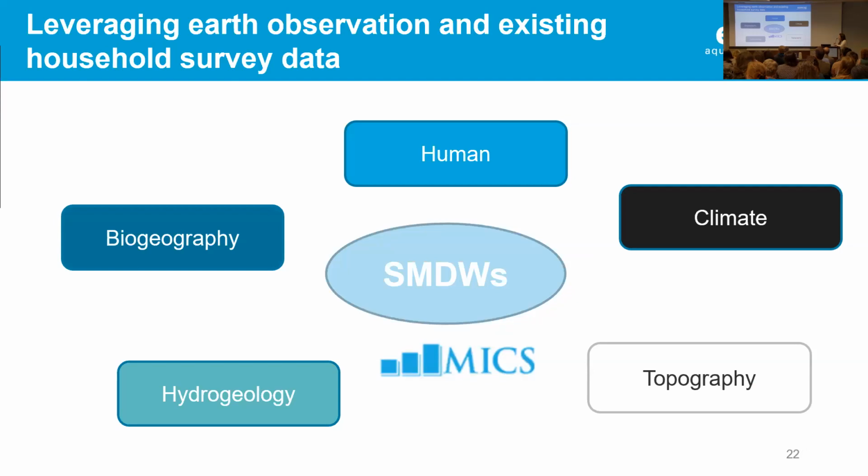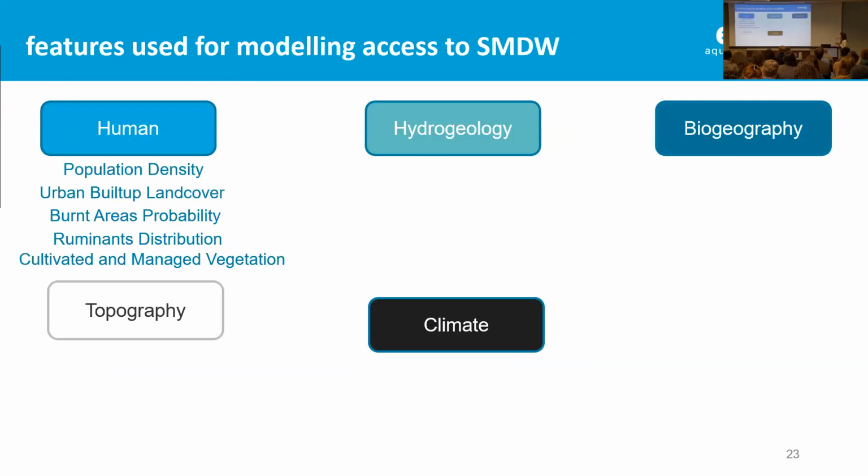For this, we're using variables which describe human activity and human population density. We're also using variables on climate, topography, hydrogeology, and biogeography, and we're using the survey results from the Multiple Indicator Cluster Surveys to train our models. These are just so that you get an idea of what kind of variables these are. Features from our human layers include population density, urban built-up land cover, burned area probability, ruminants distributions, as well as cultivated and managed vegetation.